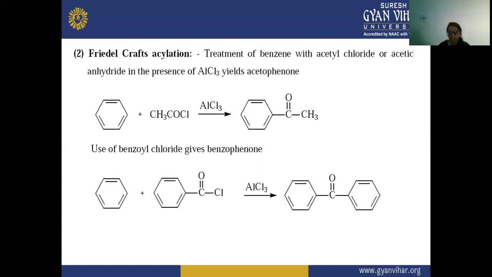So Friedel-Crafts acylation: in this Friedel-Crafts acylation, we are treating the benzene with acetyl chloride or acetic anhydride in the presence of your AlCl3, and here we are getting this acetophenone. So this is the structure of your benzene, which we are treating with acetyl chloride in the presence of your AlCl3, and there is a formation of this acetophenone. Using benzoyl chloride gives benzophenone. So benzene is reacting with this benzoyl chloride, and there is a formation of this benzophenone.